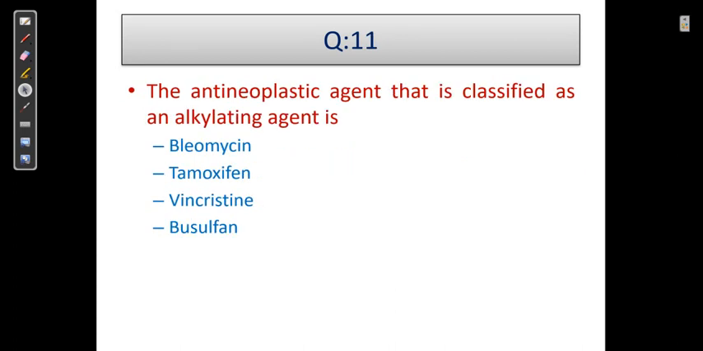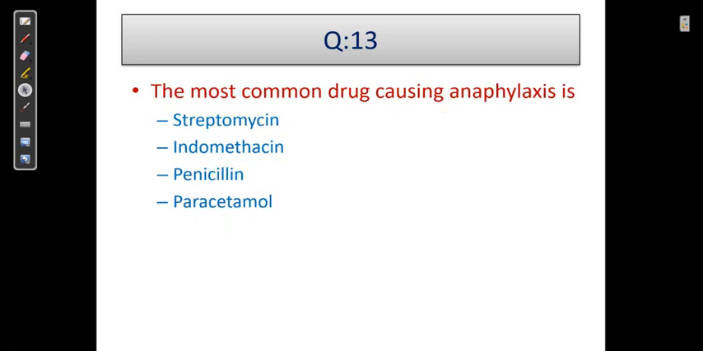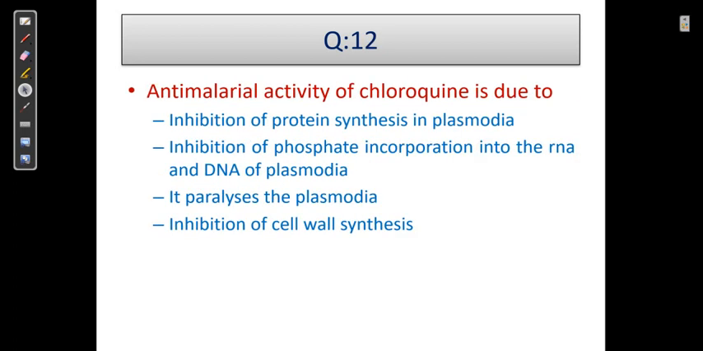Anti-neoplastic agent that is classified as an alkylating agent: bleomycin, tamoxifen, vincristine, or busulfan. The correct one is busulfan. Antimalarial activity of chloroquine is due to inhibition of protein synthesis in plasmodia, inhibition of phosphate incorporation into the RNA and DNA of plasmodia, it paralyzes the plasmodia, inhibition of the cell wall synthesis. The correct one is inhibition of phosphate incorporation into the RNA and DNA of plasmodia.